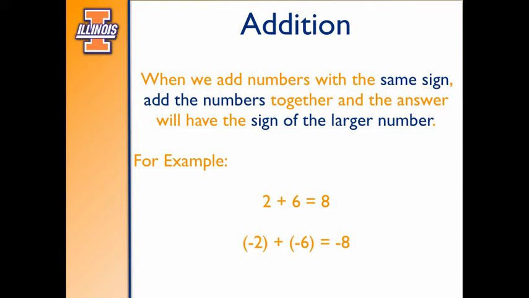The same thing would be true if we had two negatives. Negative 2 plus negative 6. We have 2 plus 6, that's 8. 6 is the larger number, which is negative, so the answer is negative 8.